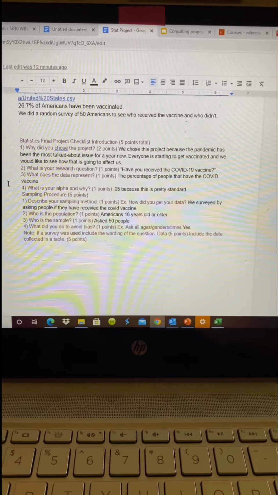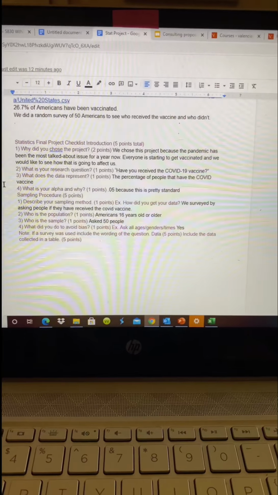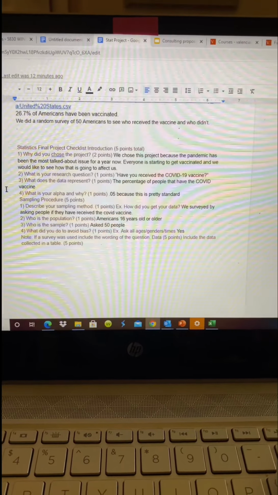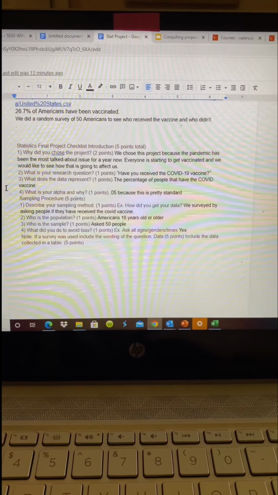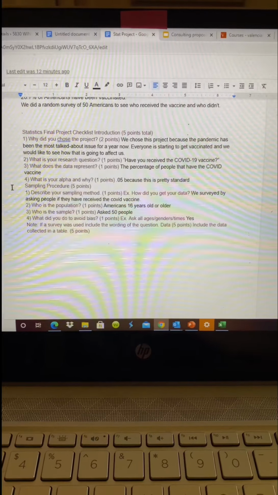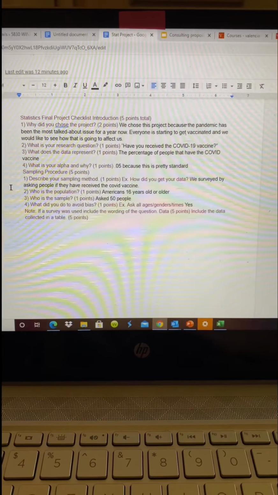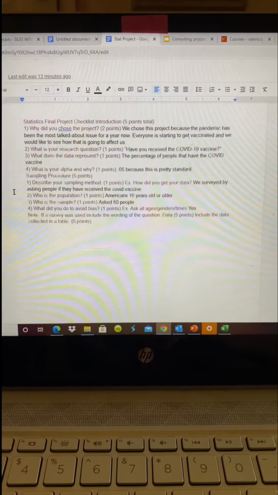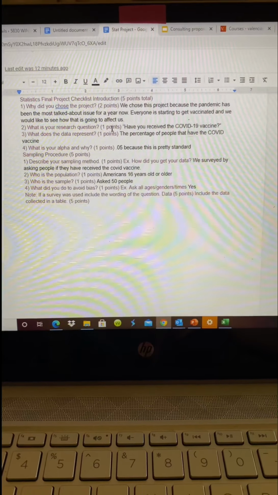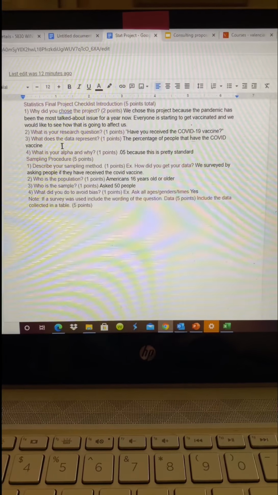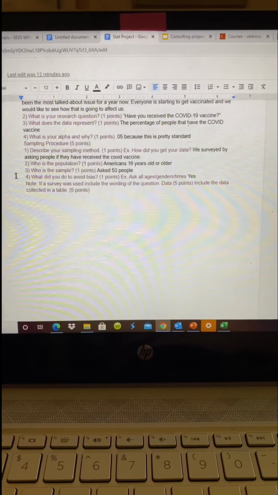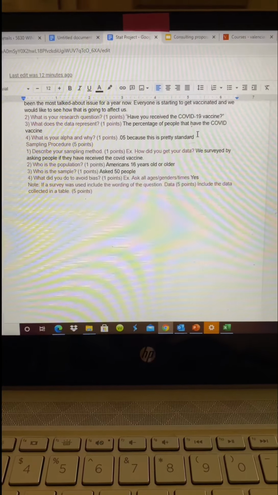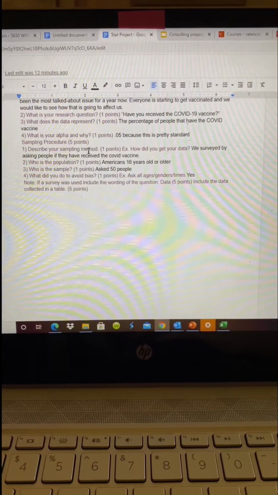We chose the project because the pandemic has been the most talked about issue for about a year. Everyone is getting vaccinated and we want to see how it is going to affect us. Our research question is, have you received the COVID-19 vaccine? The data represents the percentage of people who have received the COVID vaccine. The alpha is 0.05 because this is pretty standard.